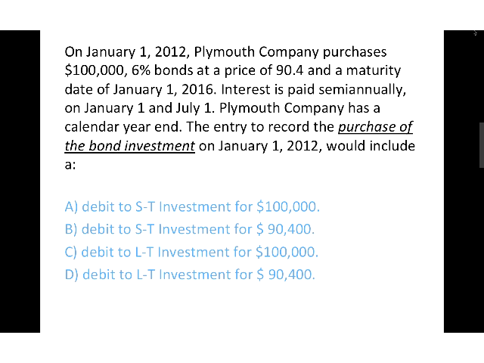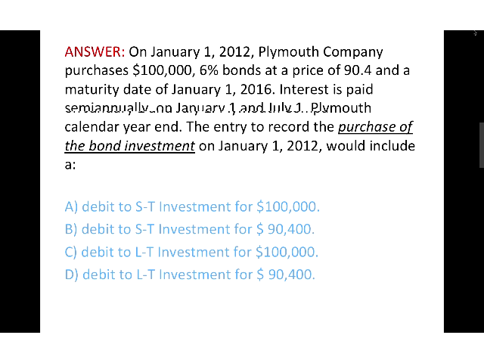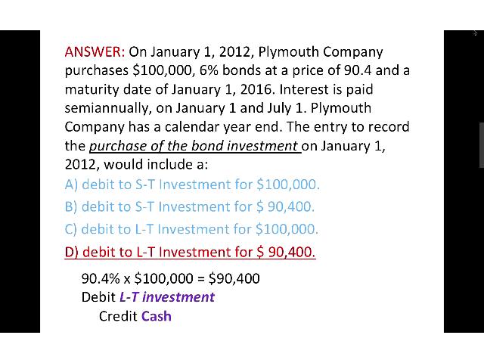And then when we go to record the purchase of the bond investment, the answer is actually debit long-term investment for $90,400. When we purchase these things, we are going to debit long-term investment and credit cash. So this is just like the homework problem we just did. We bought an investment. So we're going to debit long-term investment. We're going to credit cash.